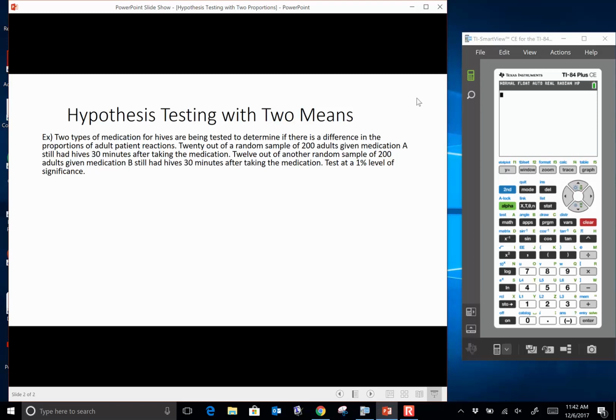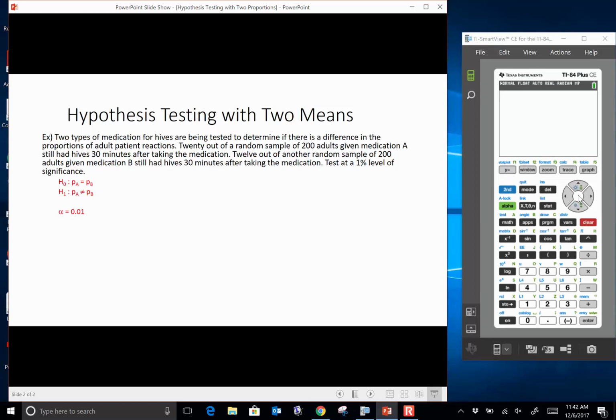So let's state our null hypothesis. Our null hypothesis will always have the proportions equal. And because in this case they're wondering if there's a difference, we'll use the does not equal, since we didn't indicate that one proportion might be bigger than the other. Okay, so alpha was given to us, the 1% level of significance, so I wrote that as a decimal.